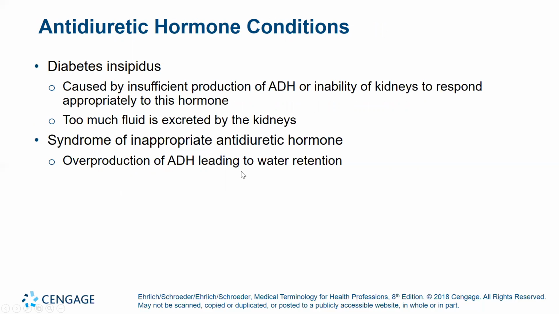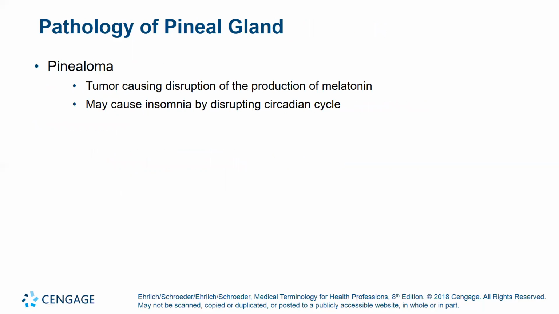The antidiuretic hormone conditions. Let's take a look at some of these terms. Diabetes insipidus. This is too much fluid secreted by the kidneys. We have syndrome of inappropriate antidiuretic hormone. This is overproduction of ADH, and this leads to water retention. We have pinealoma. This is a tumor causing disruption of the production of melatonin.